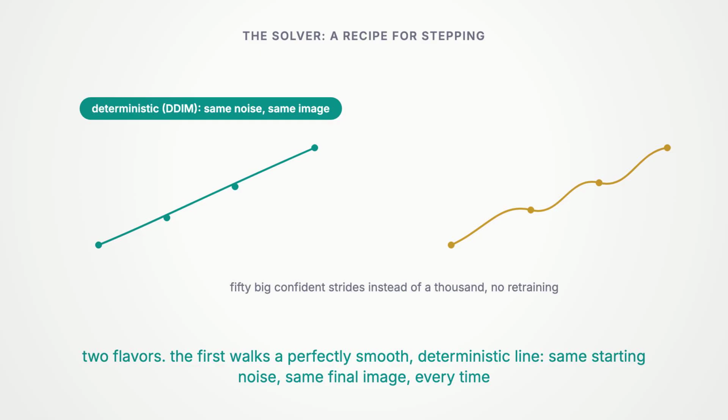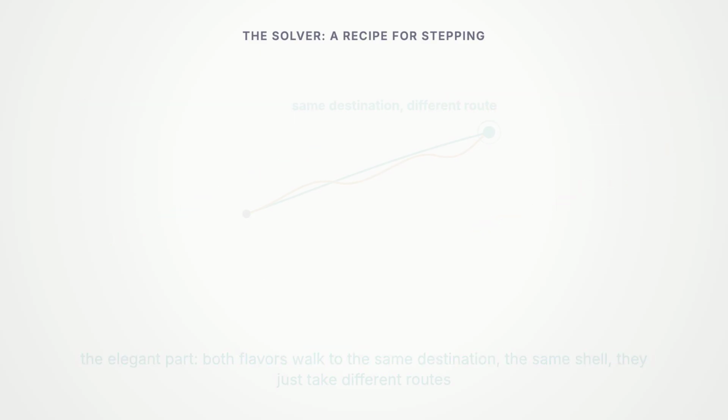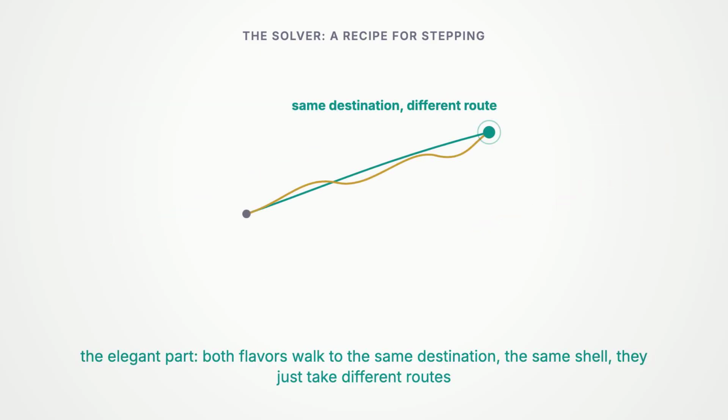The second flavor, the ancestral or DDPM style sampler, adds a little fresh random jitter at each step, a controlled wobble. It is messier, but that wobble can shake the dot loose from bad spots and explore more variety. Here is the elegant part. Both flavors are walking to the same destination, the same shell of real images. They just take different routes there. So choosing a solver is not changing what the model knows. It is only choosing how carefully and how randomly to walk the path it already laid down.